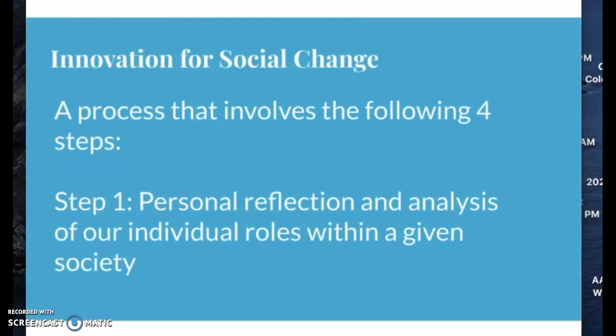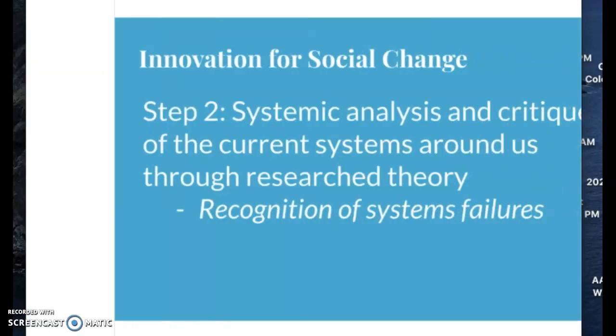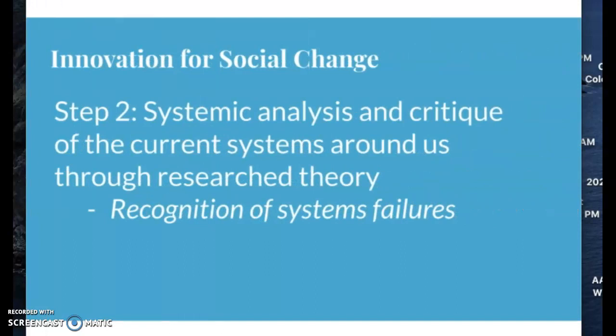Okay, so we just looked at some different terms, and we're going to come back to those terms in the matching game in a little bit, but I want to talk a little bit about what the process is for the ISC. And in your digital notebook, it's probably going to be helpful for you to write these things down. So what is the process for the Innovation for Social Change? Step 1, personal reflection and analysis of our individual roles within a given society. Part 2, systemic analysis and critique of the current systems around us through research and theory. And the ultimate part of that includes the recognition of where systems have failed.